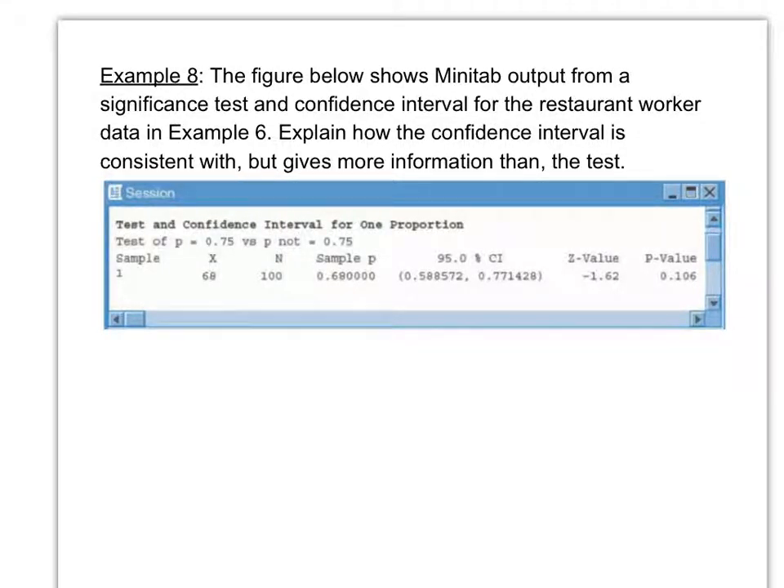On this question, what I really want to focus on is just the information that we can pull from this, what we call Minitab computer output. You can see from the top right here that this is a test of P equals 0.75 versus P not equal to 0.75, which is telling us that this is a two-tailed test.